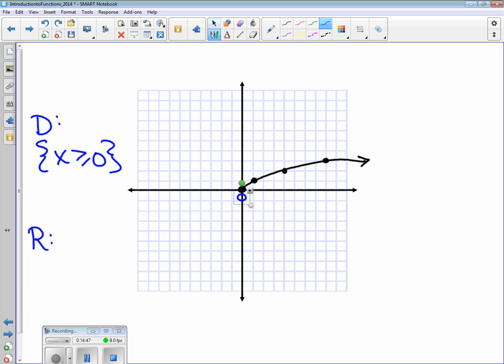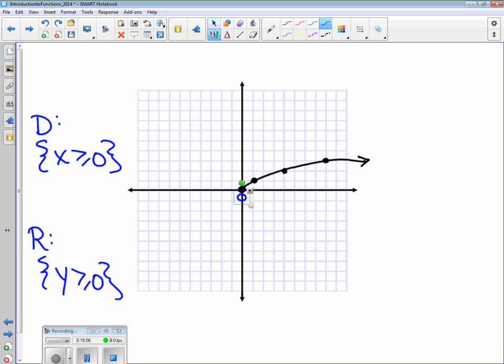So how would I say that? Well, the same way. Y is greater than or equal to 0. Okay? Because y starts at 0 and goes up. X starts at 0 and goes right. It's going to the right and up all the way.